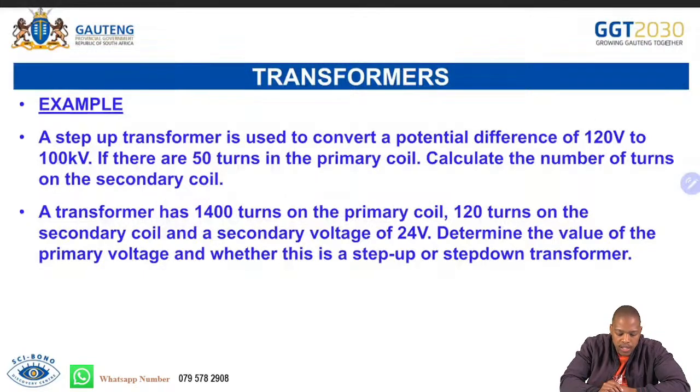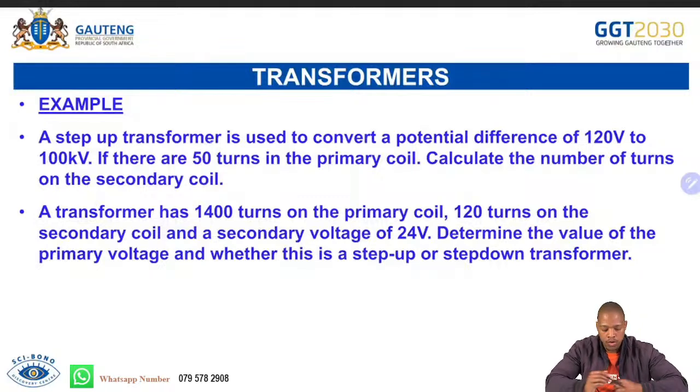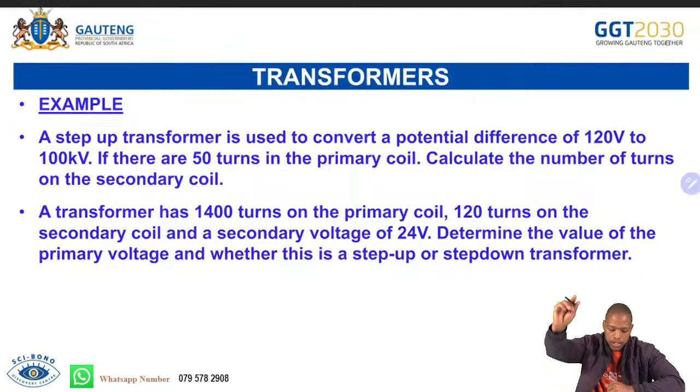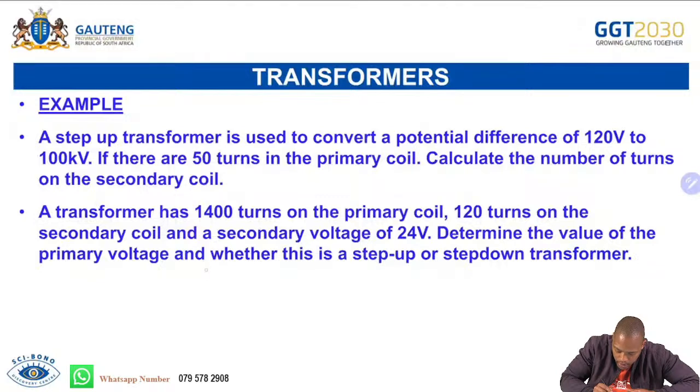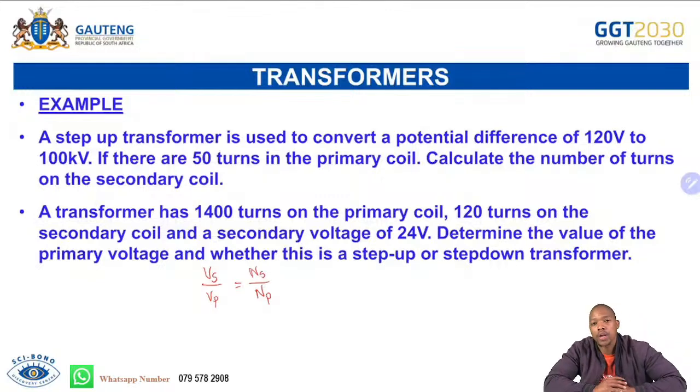The previous one was obviously a step up transformer, as we see the output voltage is greater than the input voltage. We also saw the number of turns were greater in the secondary coil. We got 41,667, which is way greater than 50 turns. So that's the knowledge that we are going to use in determining whether this one is a step up or step down transformer. Right. What formula are we using? We are using Vs over Vp, which is equal to Ns over Np, to calculate. Very, very simple mathematical calculation.